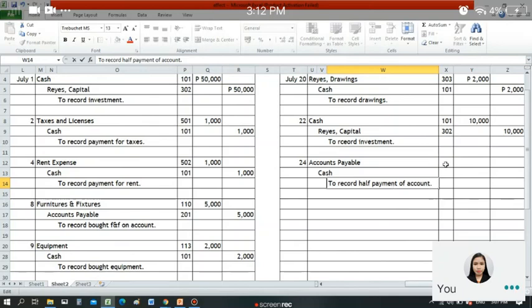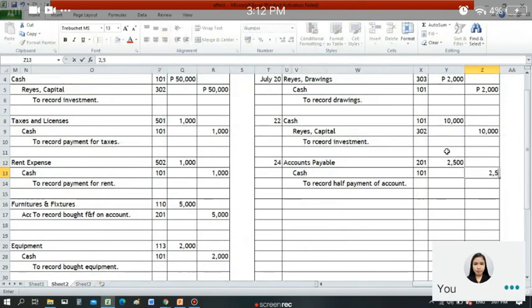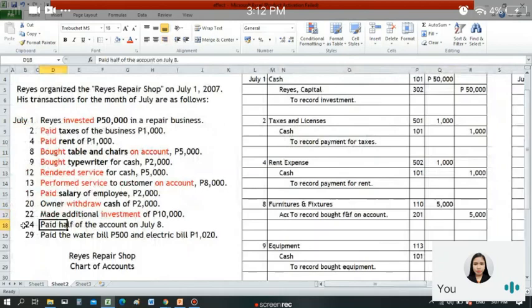So, accounts payable is 201. You need to be good at analyzing. So, our amount is half, so 2,500. So, this is the recording for the half payment of our account on July 24. So, half of the account. Okay. The last transaction that we have is on July 29.